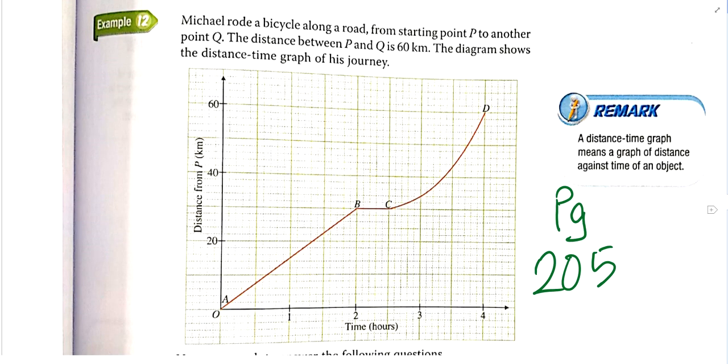Okay, next thing. How do we find the average speed for the journey? Total distance divided by total time. What's the total distance? 60. Total time? Okay, good. Simple or not?